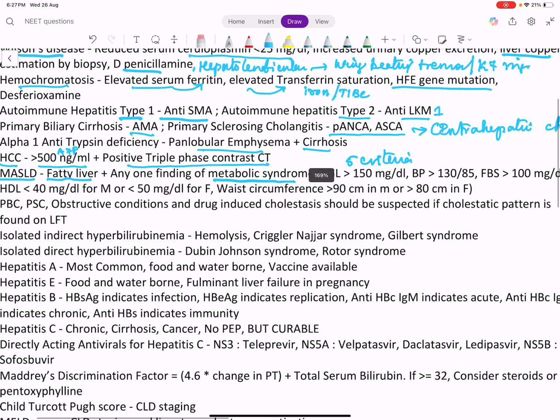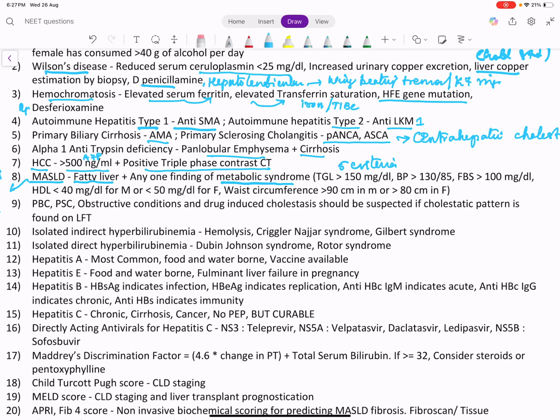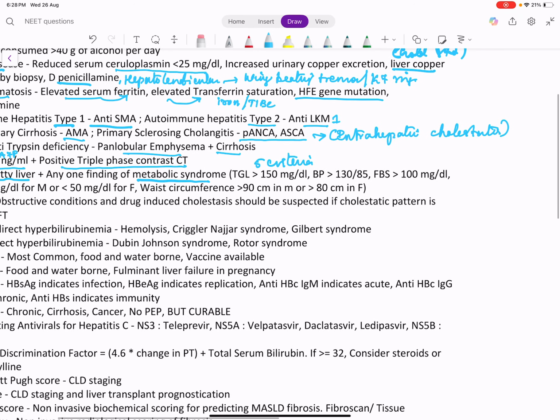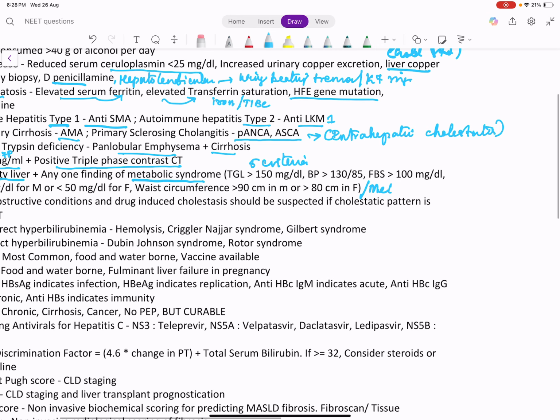They are: TGL, triglyceride more than 150 milligrams per deciliter; BP more than 130/85, or they should be taking medicines for hypertension; fasting blood glucose more than 100 milligrams per deciliter, or they should be taking medicine for diabetes; HDL less than 40 for males or less than 50 for females; waist circumference more than 90 centimeters in males or more than 80 centimeters in females. Any of these plus fatty liver will be MASLD. Suppose they take alcohol, that is called MetALD, metabolic and alcoholic liver disease.